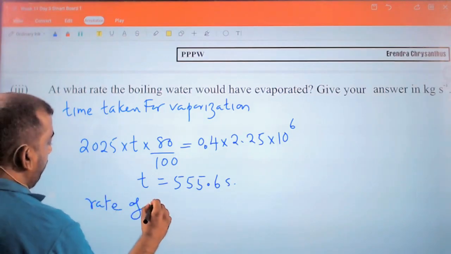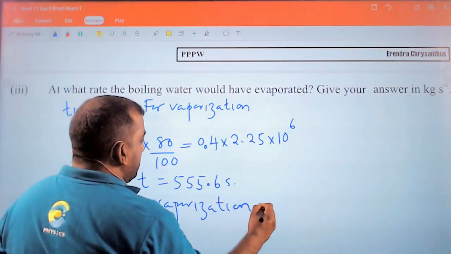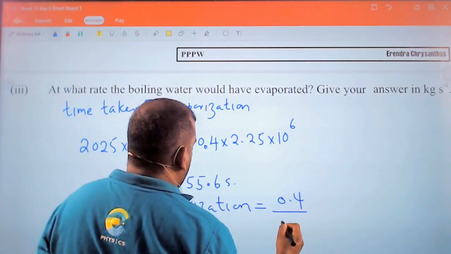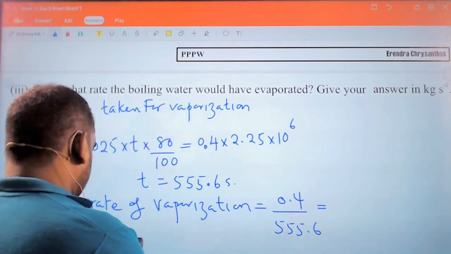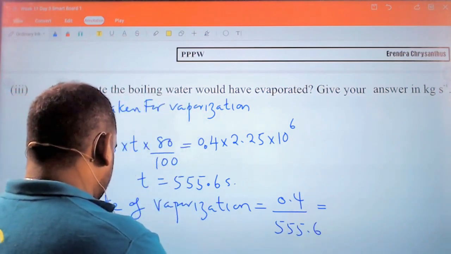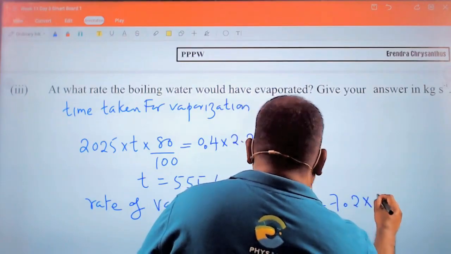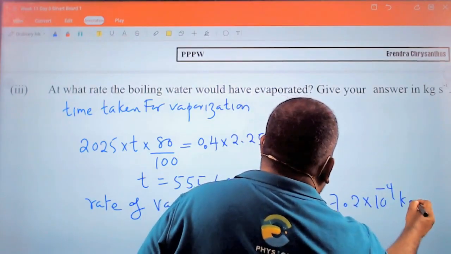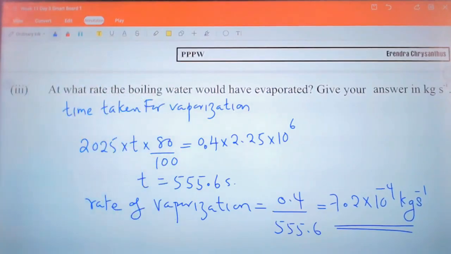The rate of vaporization. How much of mass has gone? 0.4 kilograms. 555.6 rate. 7.2 10 to the power minus 4 kilogram per second. Right. Done.